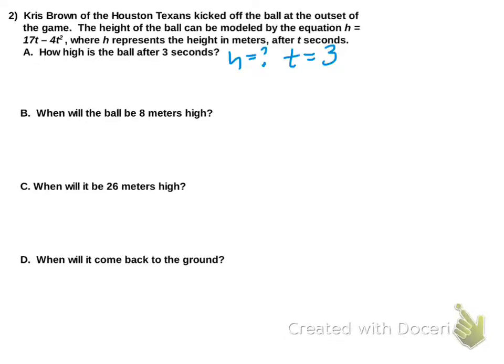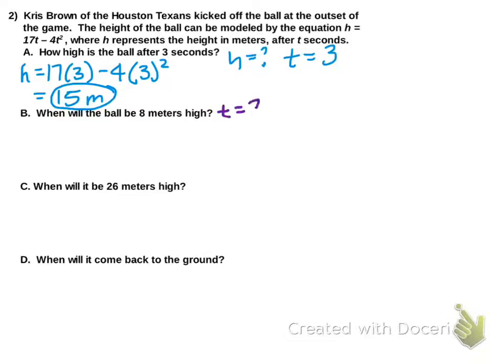This one I think is easier because you don't have to do any solving, especially like the quadratic formula. So plugging that into your calculator, you get 15. So it is 15 meters in the air whenever it has been 3 seconds. When will the ball be 8 meters high? So at what time would the height be 8 meters?